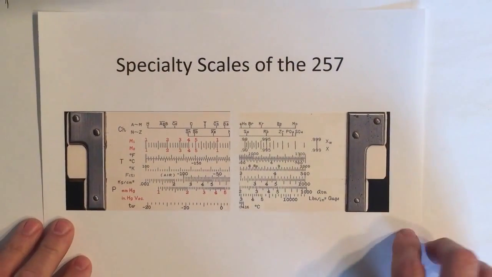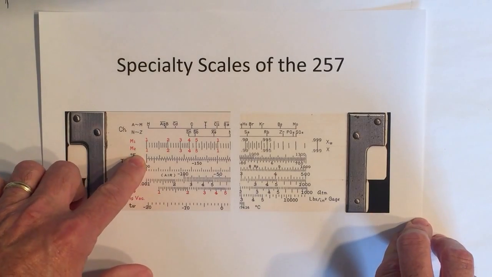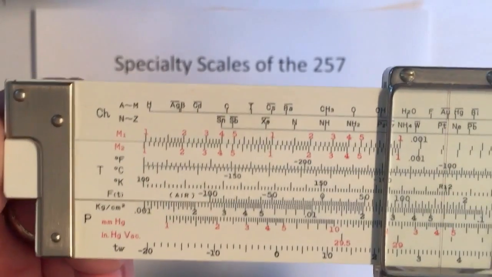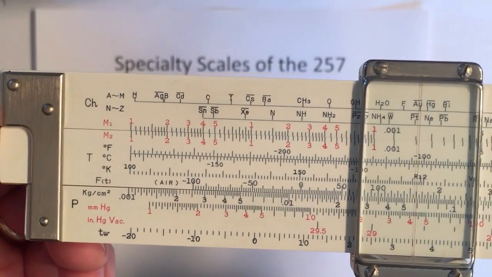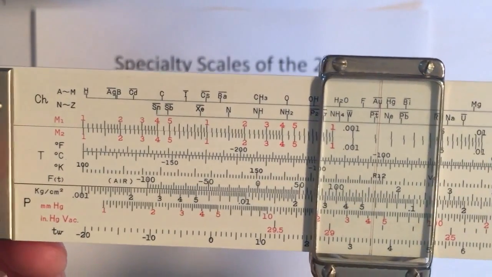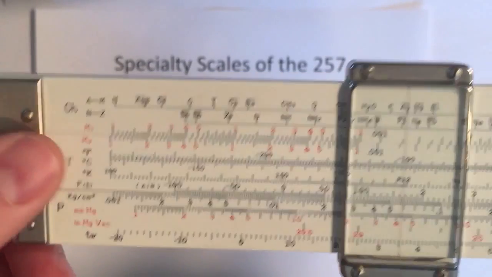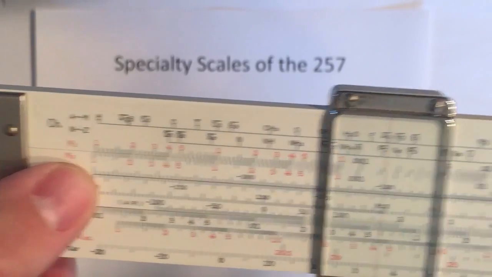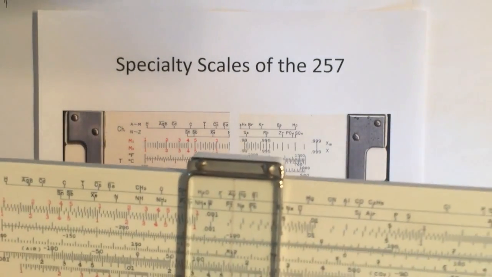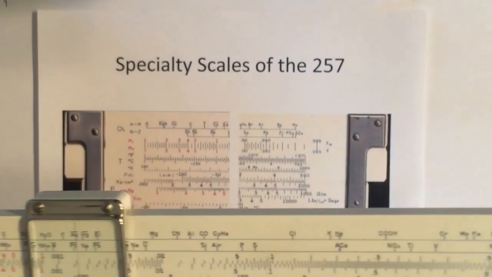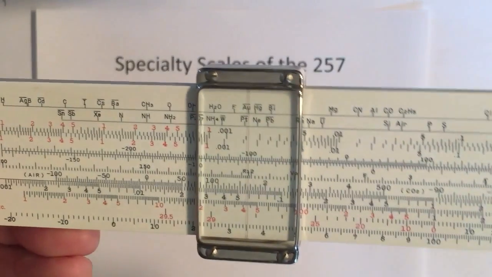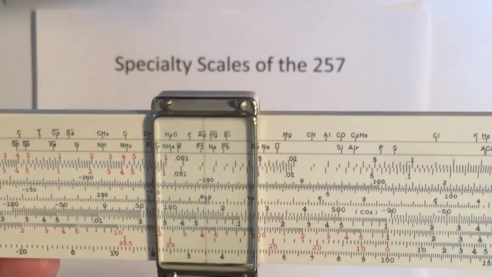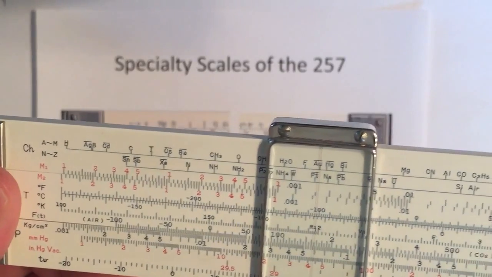Next, we have the M1 and M2 scales. These are very useful in converting mass fractions to mole fractions. For M1, you would enter the first molecular weight divided by M2, the next molecular weight. So if we had an example of, let's say, water and sodium chloride, sodium chloride has a molecular weight of 59 or 58.4.